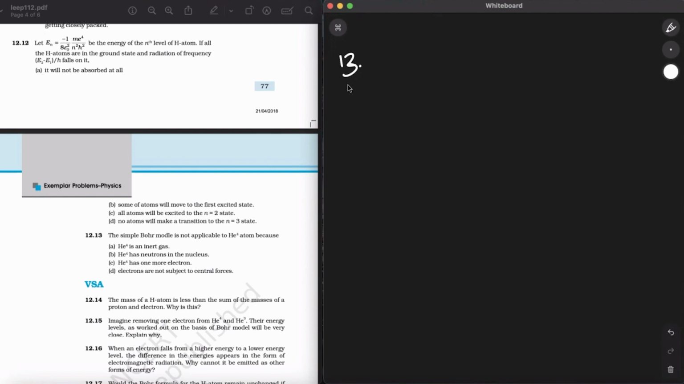Moving on to option B. Helium-4 has neutrons in the nucleus. Yes, this statement is true. The reason is that helium-4 will have a two-electron system, and we only want one electron. So option B is correct as of now.